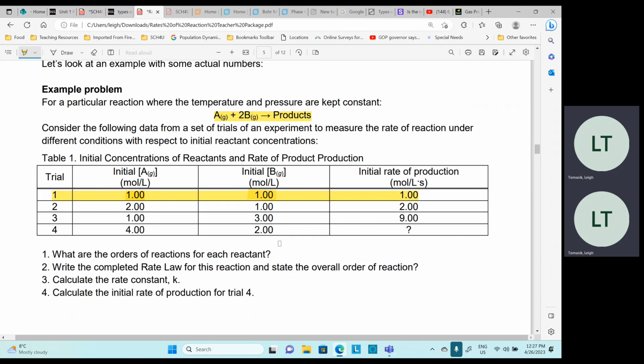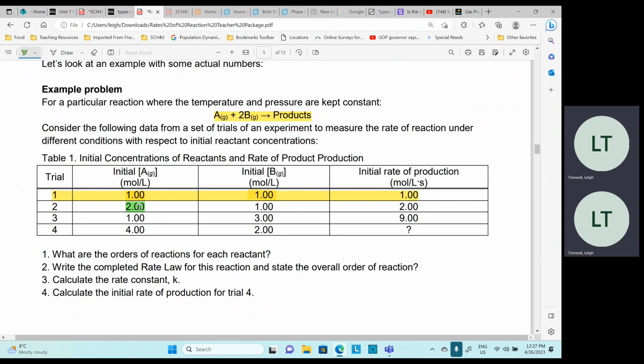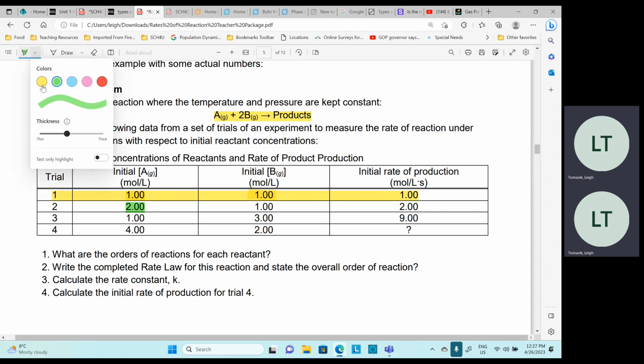So in the next experiment, we double A. So we made A more concentrated. In other words, when we were making the solution, we put more A powder in to make the solution, but we kept B the same.